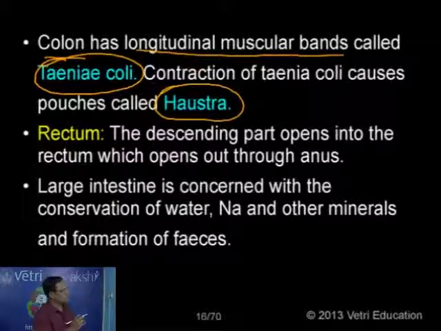So the word taenia coli refers to nothing but the longitudinal bands of muscles present in the colon region. When they contract, some pouches, small bag-like structures, develop. They are together called haustra. Then the next part, the rectum. The descending part, namely the colon, enters into the rectum, which opens through the anus. I mentioned that earlier. Then the large intestine, what is its role?